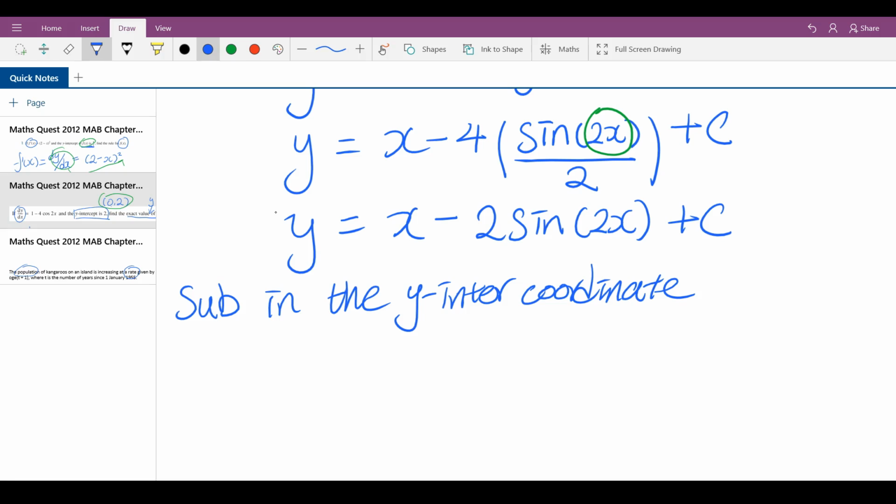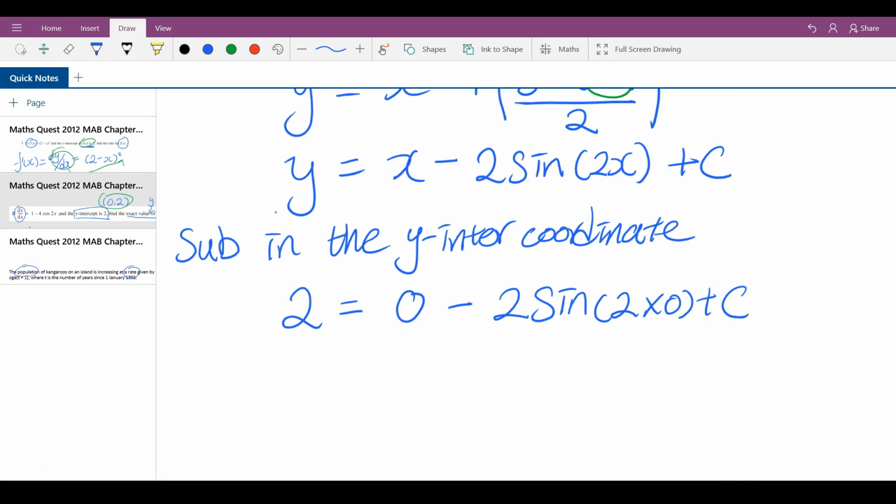So we get 2 equal to 0 minus 2 sine 2 times 0 plus c. All right, now 2, just 2 here. Now 0, I'm just going to take it away. It's not going to do anything, so just 0. So it's just negative 2 sine 2 times 0, which is 0, plus c.